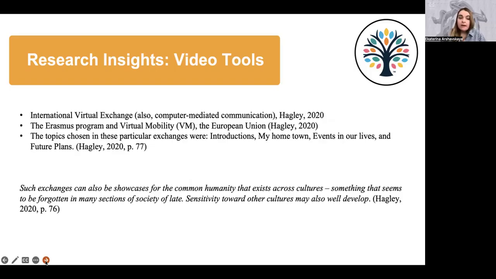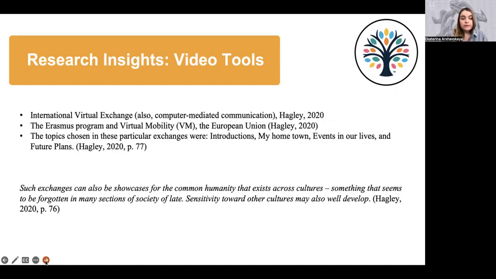And then in Hagler's paper, he had a group of students in Japan and the other group of students in Colombia. They were all English language students, and they would interact via a virtual platform, mostly text-based interactions on topics such as introductions, my hometown, events in our life, and future plans. So pretty conversational, like everyday topics for beginner students.